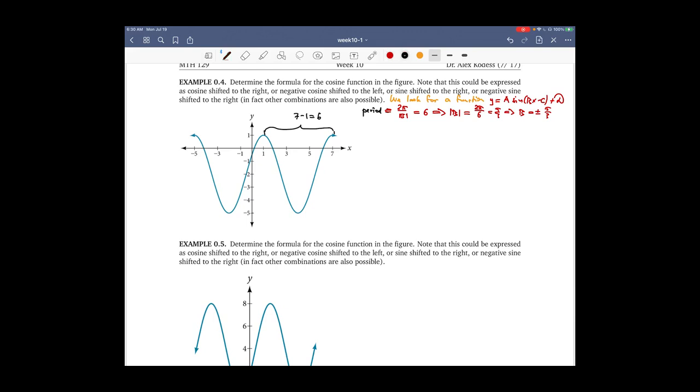Now, midline. Seems to be the line y equals negative 2. It's equidistant, distance 3 to the maximum and distance 3 to the minimum. So the midline is the horizontal line y equals negative 2, which implies that d is negative 2.